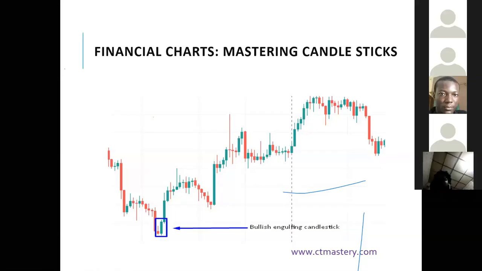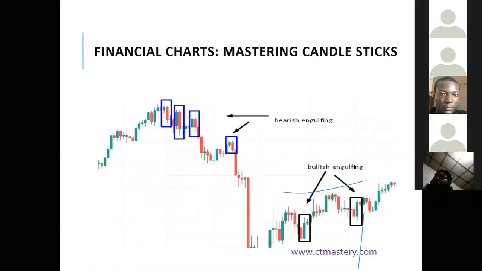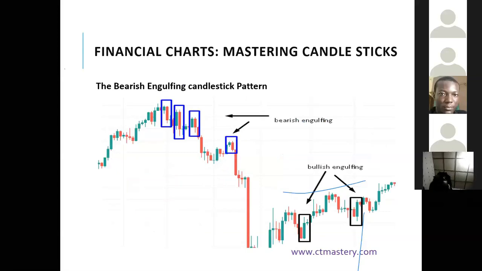So that is the bullish engulfing candlestick pattern. For the bearish engulfing candlestick pattern, it is a red candle engulfing a green candle. You can see it here, here, here, even here in this chart now. The same thing: when you see a bearish engulfing candlestick pattern, it's telling us that the trend is about to change to the downward, or that the trend is about to reverse.